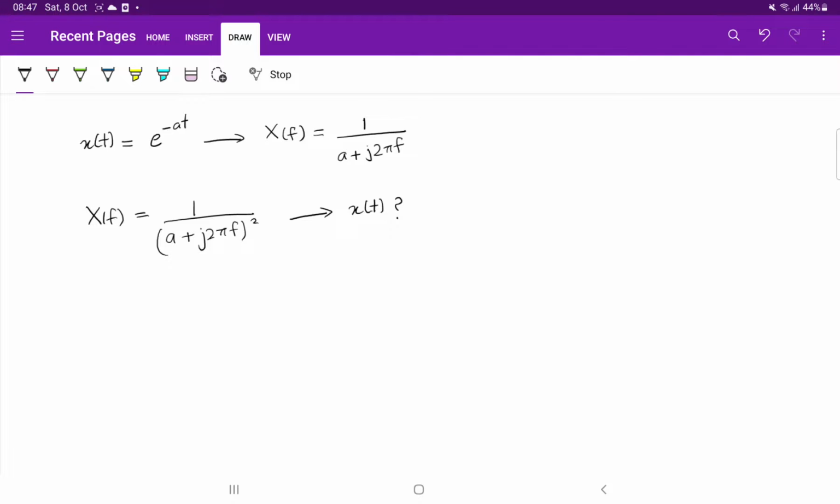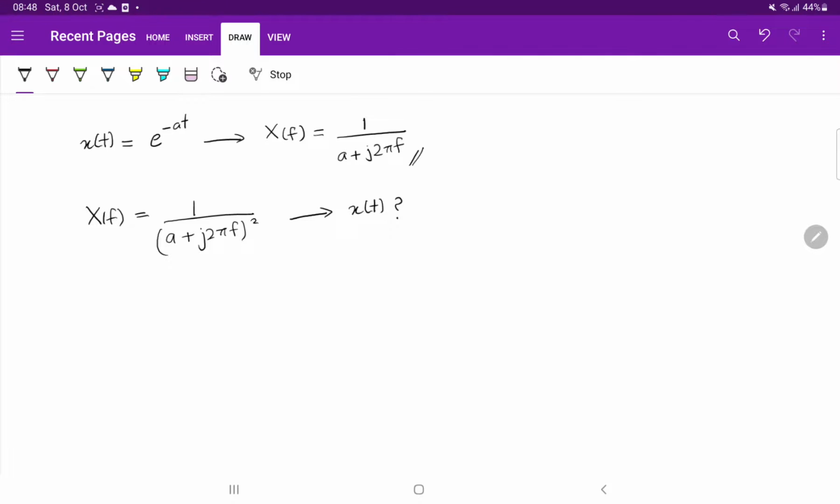There is a hint that when x(t) is equal to e to the power minus at, the Fourier transformation of that x(t) is going to be 1 over a plus j 2 pi f. So the question is, they have given a certain function's Fourier transformation which is equal to 1 over (a plus j 2 pi f) whole squared, and you need to find the x(t) of that inverse Fourier transformation. How are you going to figure out the value of x(t)? But they have given a hint. You need to use this one so you can easily figure out the answer.